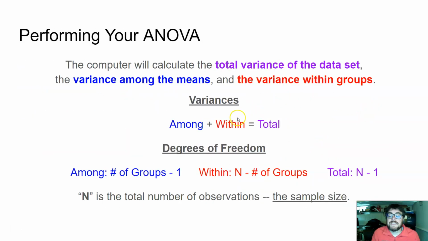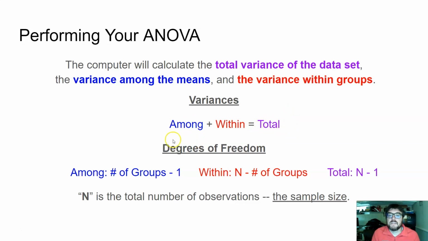And the cool thing about variances is they add together. So the variance that's explained as the difference among the group means, plus the variance that's explained as the difference within each group, is going to be the total variance that you'd expect to see just by looking at the whole data set as a single sample.